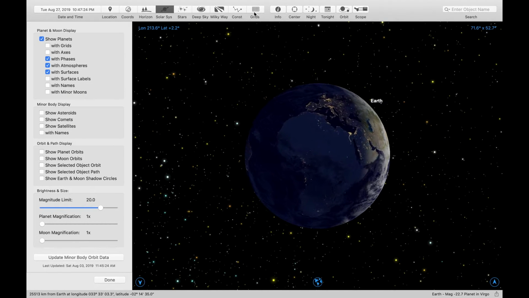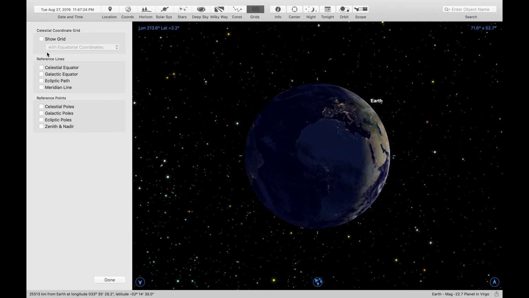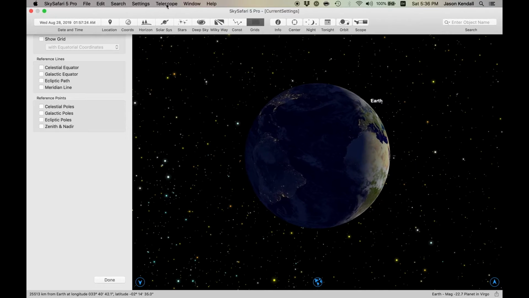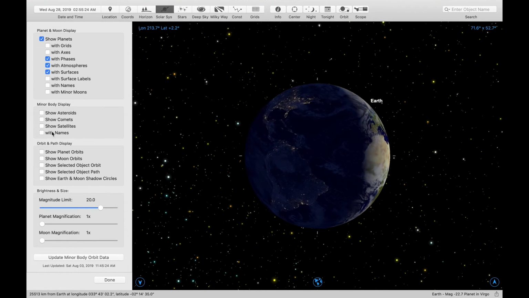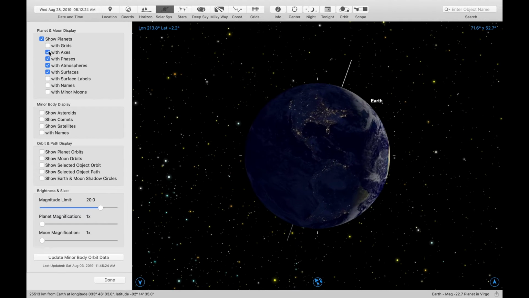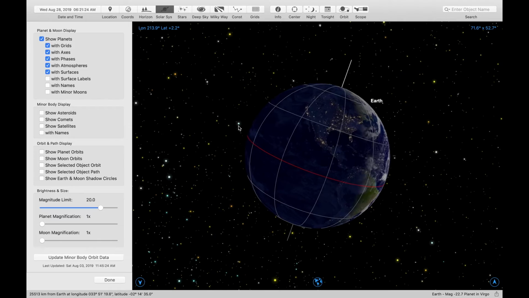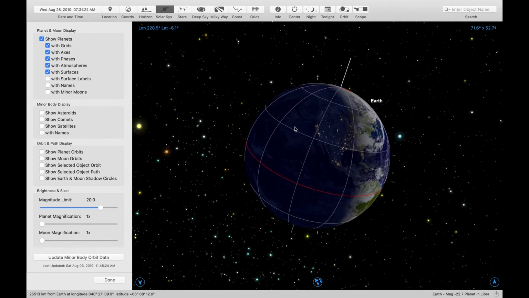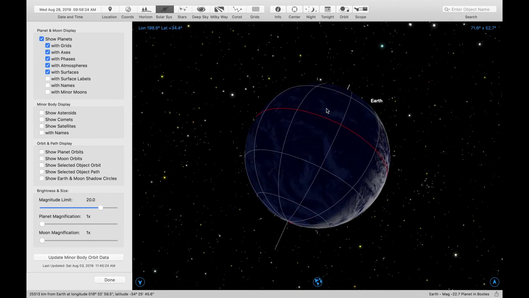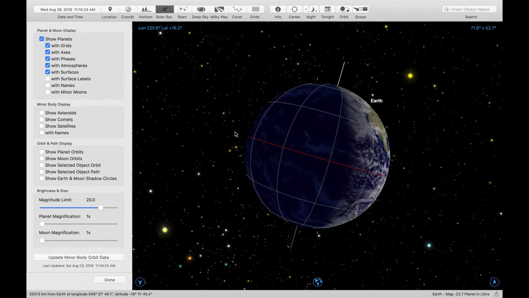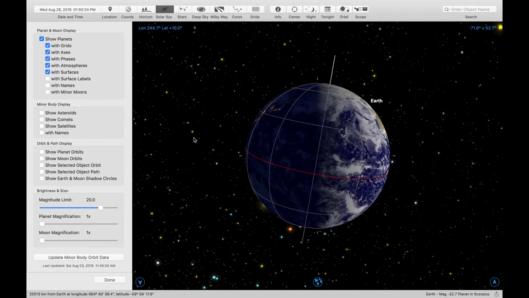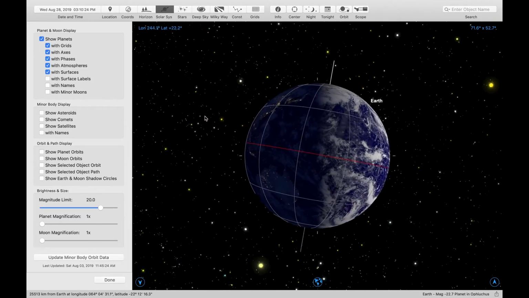I'm going to look at the grids, and I'm going to turn on the celestial equator grid, well, not just yet. I'm going to look at the solar system coordinates, and I'm going to show the surface labels and the name and the grids and the axes. So the axis of the Earth's rotation is this stick that appears to be sticking out of the North Pole and a stick that appears to be sticking out of the South Pole. That is an imaginary line through the center of the Earth upon which the Earth appears to spin. And so that's called the Earth's rotational axis.